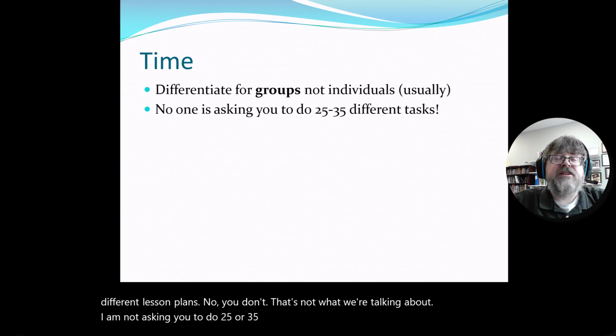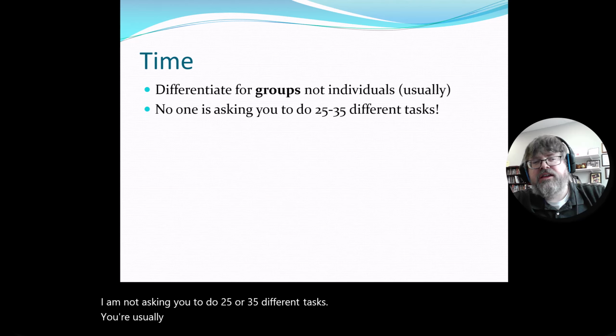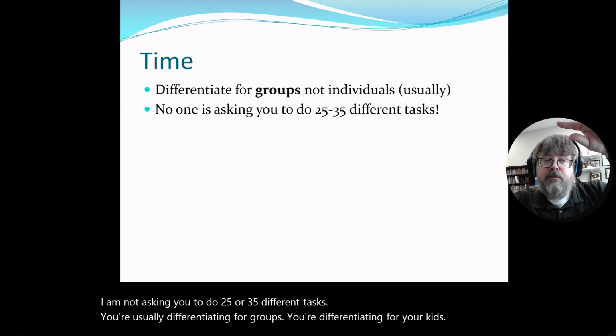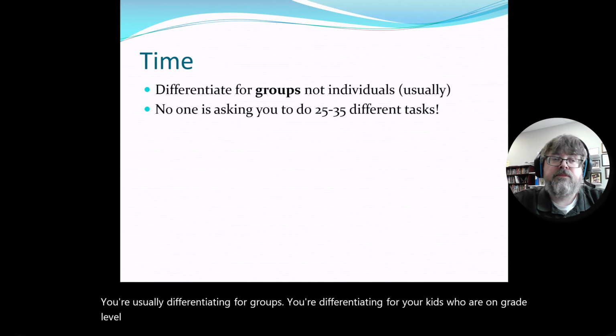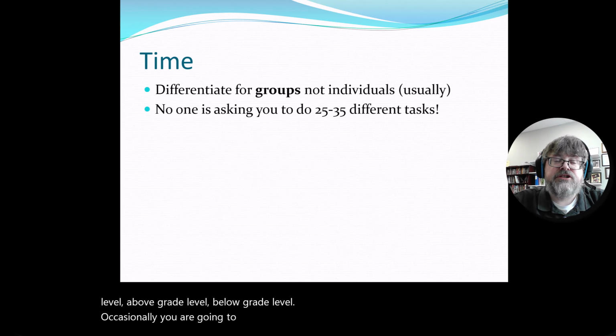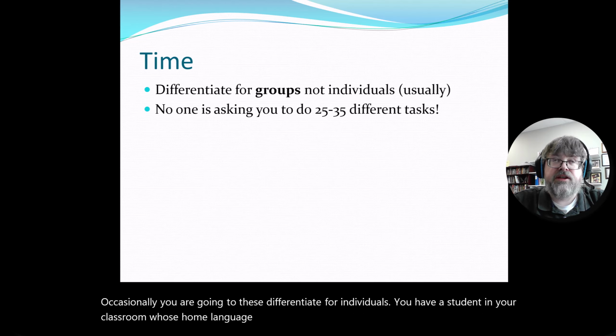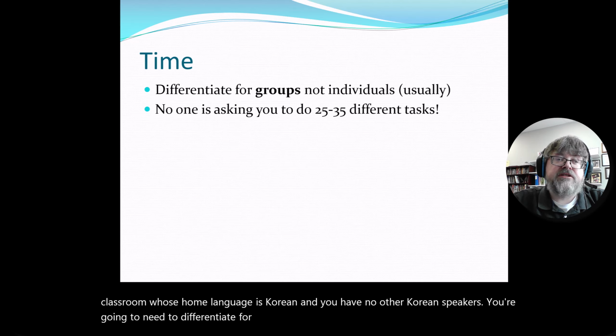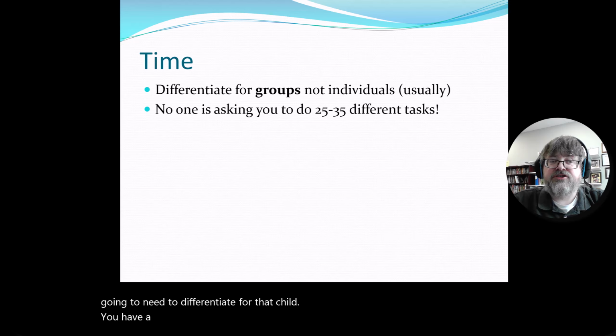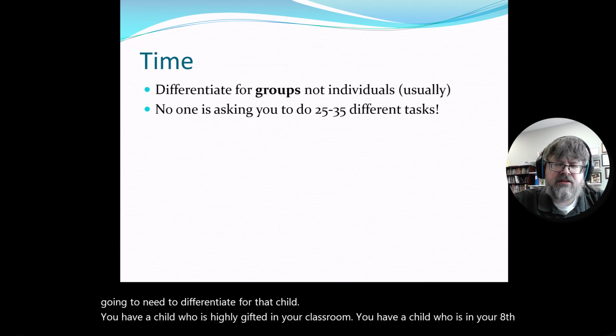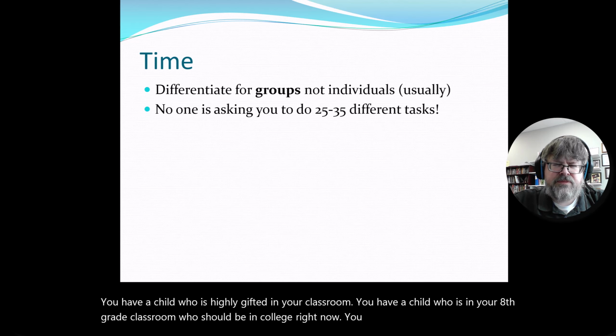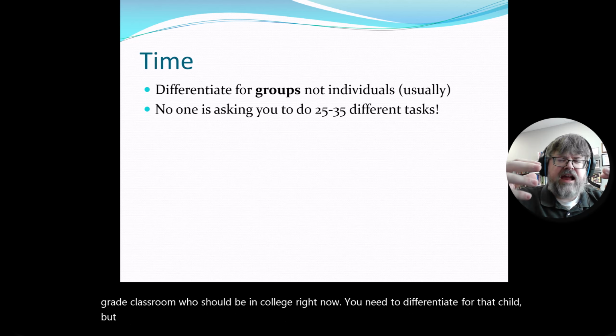You're usually differentiating for groups. So you're differentiating for your kids who are on grade level, above grade level, below grade level. Occasionally, you are going to need to differentiate for individuals. You have a student in your classroom whose home language is Korean and you have no other Korean speakers. You're going to need to differentiate for that child. You have a child who is highly gifted in your classroom. You have a child in your 8th grade classroom who should be in college right now. You need to differentiate for that child. But you don't have to differentiate for everybody.